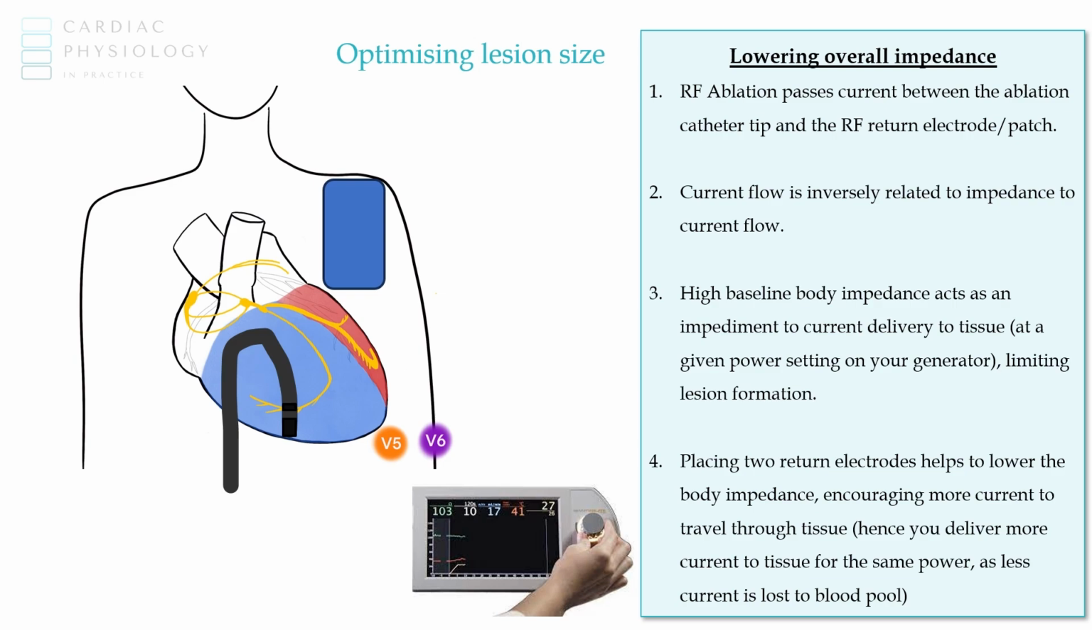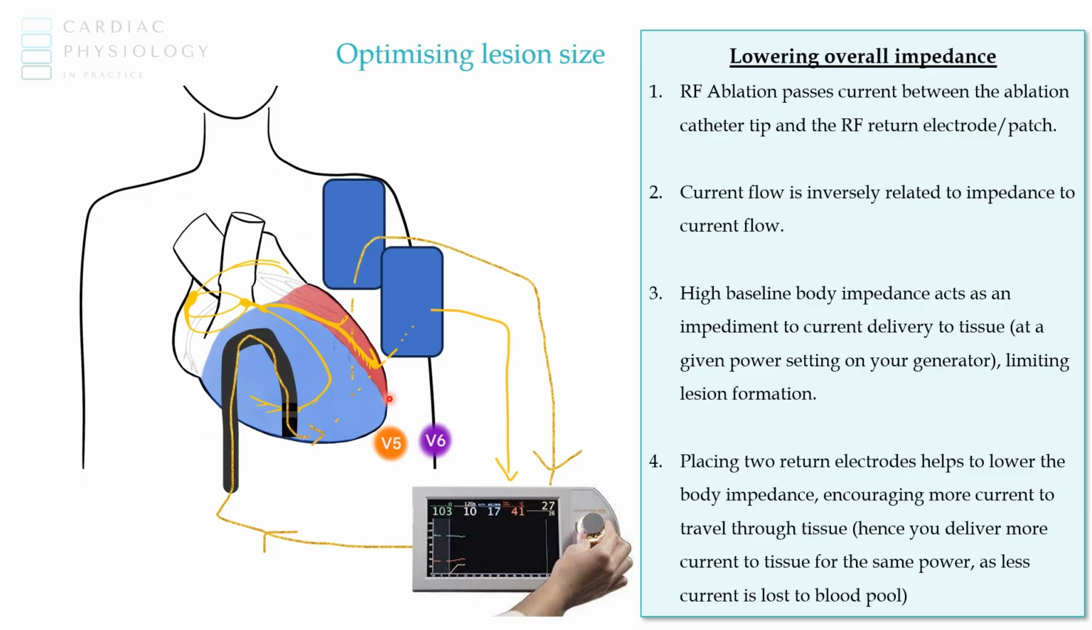Not only can you alter where you place your indifferent electrode, but you can also place a second indifferent electrode on the patient. Placing a second indifferent electrode on the patient increases the surface area where current is collected, which means there's less inherent resistance to current flow. Less inherent resistance to current flow lowers baseline impedance, which allows for greater current delivery to tissue for the same power settings, and therefore greater lesion size and depth.